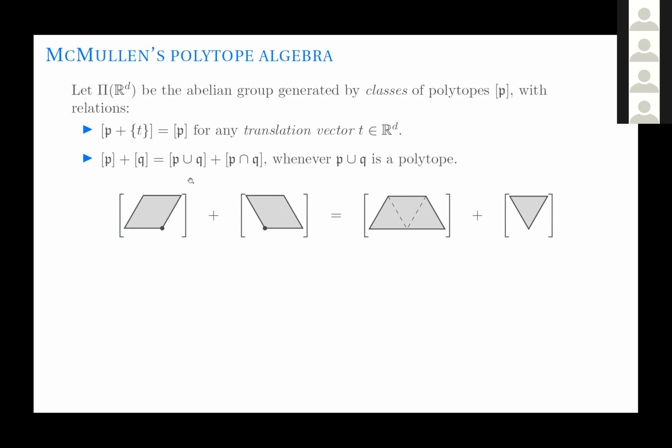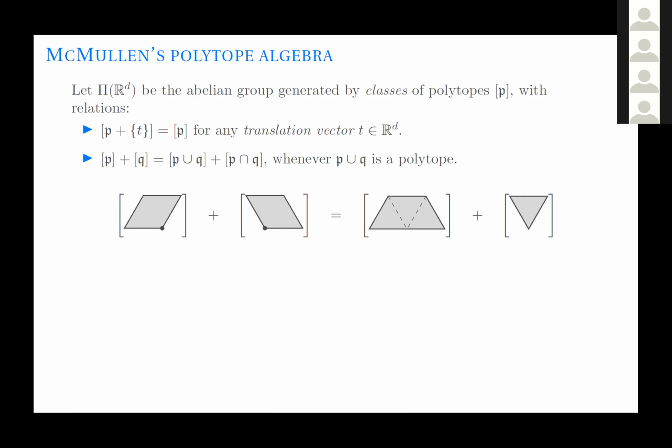And the second is this relation right here that says that whenever the union of two polytopes P and Q is convex, again, it's a polytope, we have this relation. The class of P plus the class of Q equals the class of the union plus the class of the intersection. And here in this example, we have an instance of this relation if we overlap these two parallelograms on this marked point right here. So if we put these two points together, the union of these two parallelograms is this trapezoid, and the intersection is precisely this simplex right here. So this is one instance of this relation.